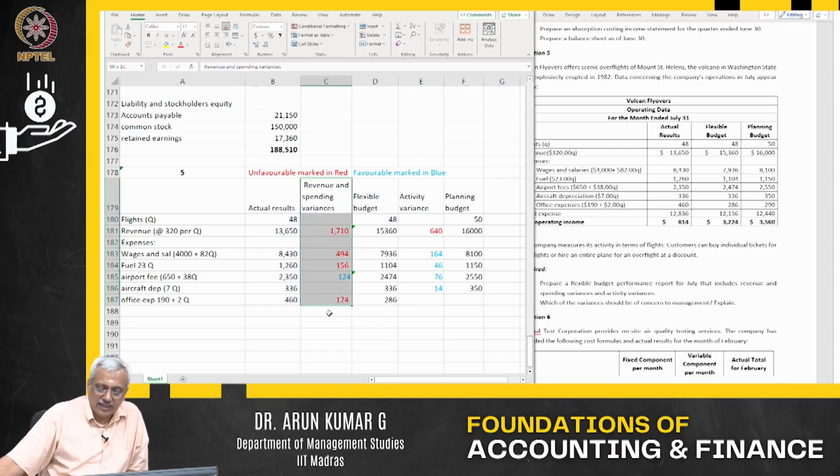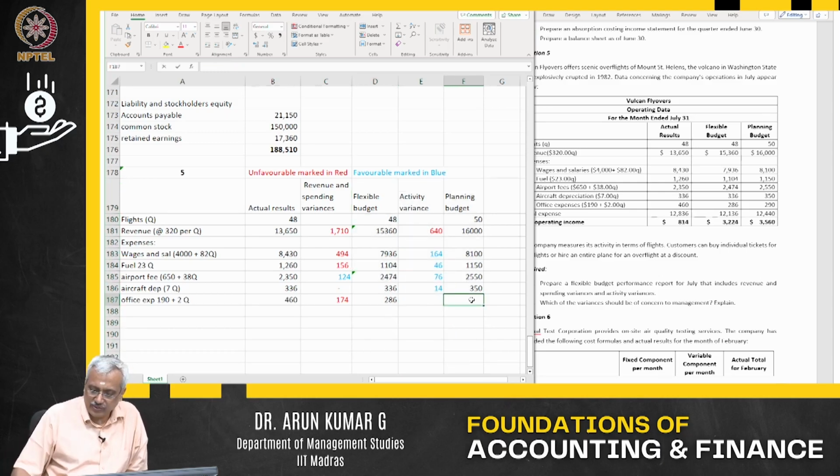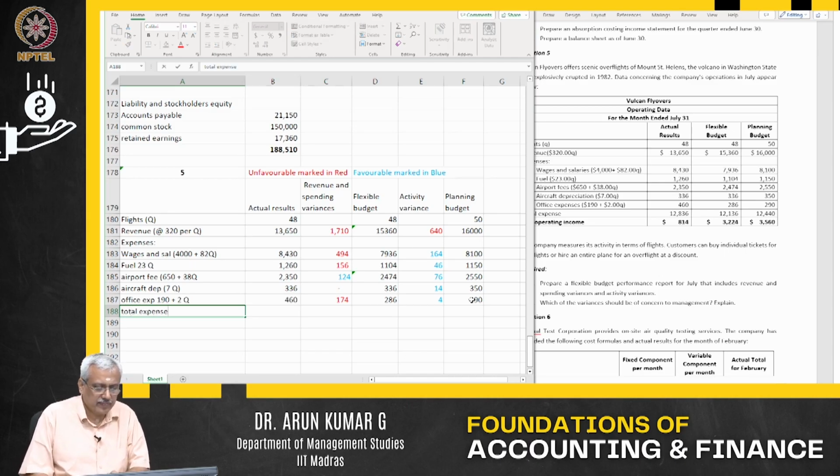This is the comparison of actual and flexible budget, the revenue and spending variances. This is where the activity level has decreased. Because the activity level has decreased, what is the kind of variance? Activity variance, what we see here. This is 290, and then this has a $4 variance in this case. Next, I have the last aspect, I think we have finished everything. Next, we have total expenses.